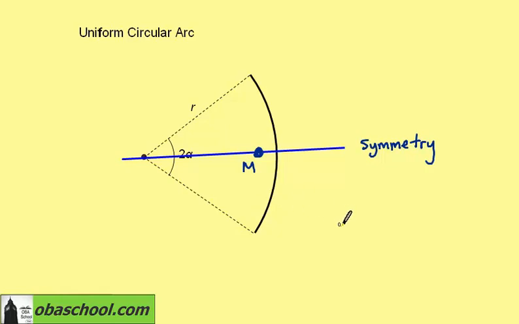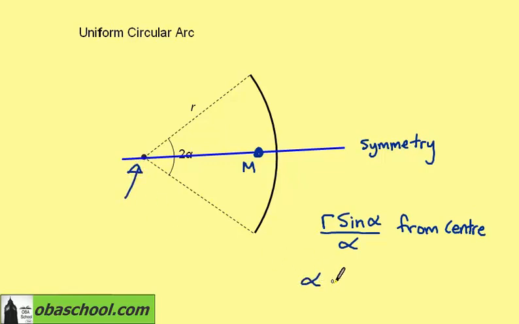The position of the center of mass is given as r times sine alpha divided by alpha from the center. The center is here, and note that this is alpha in the formula, not 2 alpha, the angle at the center of the arc. Alpha must be in radians.